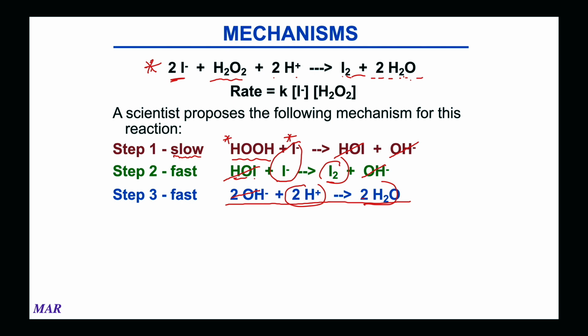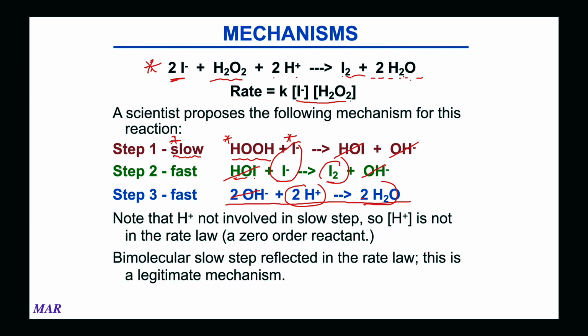But the other thing you have to have, for this to be a good mechanism, is that the slow step must correspond to the rate law reactants. So the slow step here should have one iodide and one H2O2, and it does, all right? That's what's in the slow step. This is a pretty good mechanism, all right? The H+ is not involved in the slow step at all. H+ is considered a zero-order reactant. So let's stop right there. Zero-order reactants are still important for the chemistry.